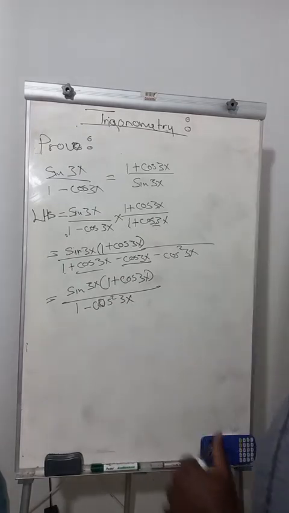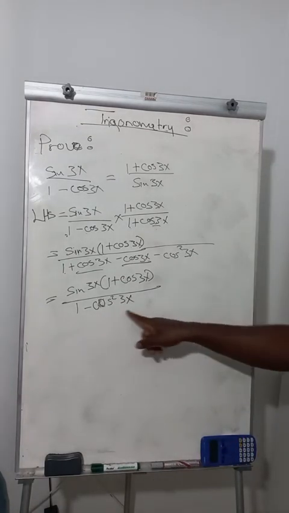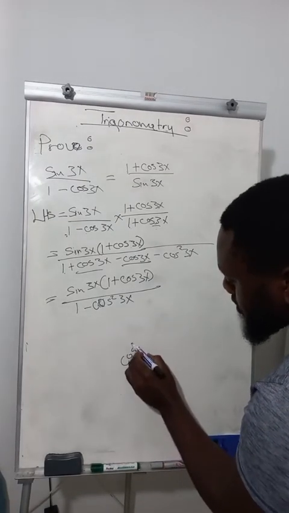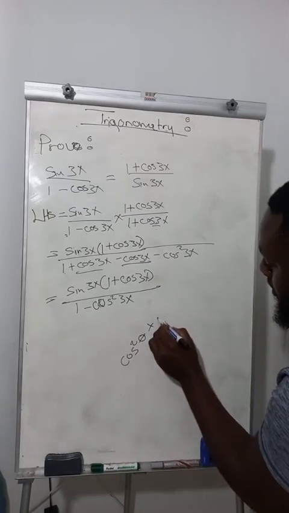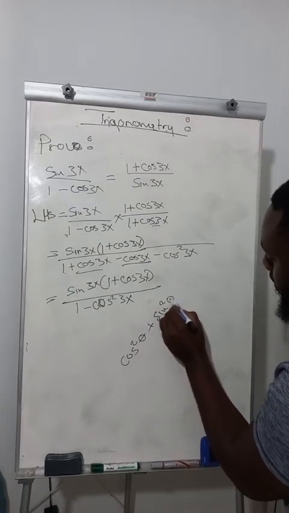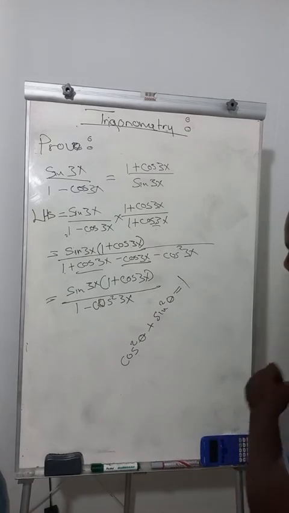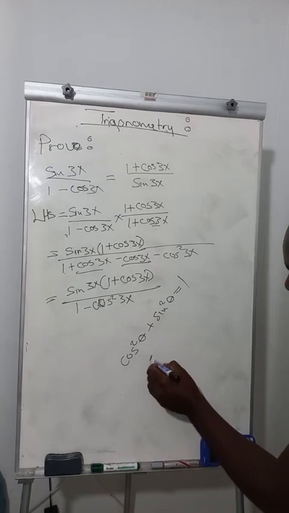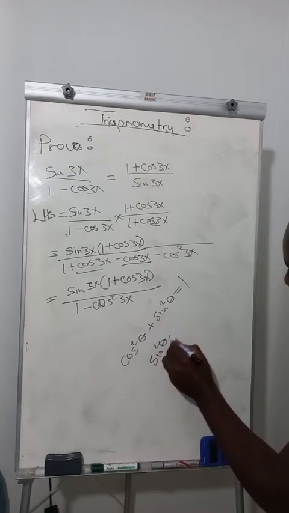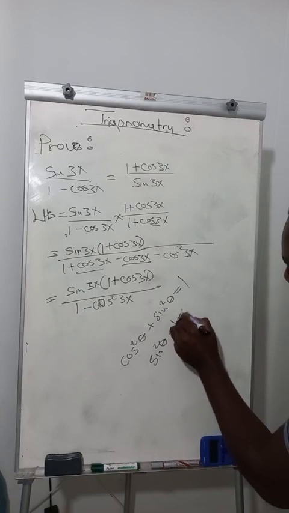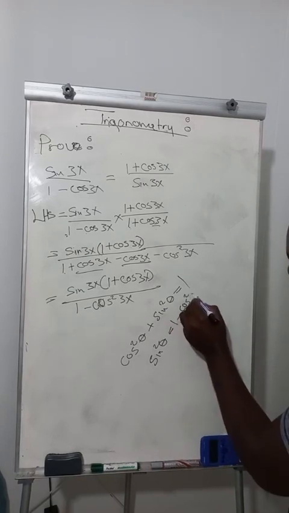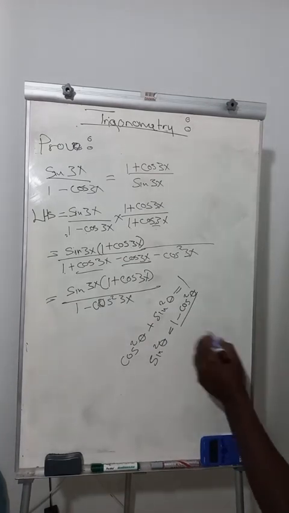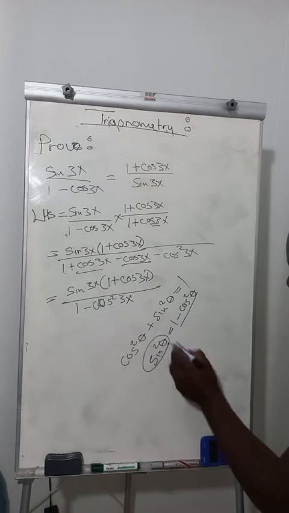3x. Now this thing which is here on your denominator is the same as having cos squared theta plus sine squared theta, which is equivalent to 1. Now make sine squared theta the subject of the formula. It means you'll have sine squared theta equals 1 minus cos squared theta. So where there is 1 minus cos squared theta, go and replace it with this.